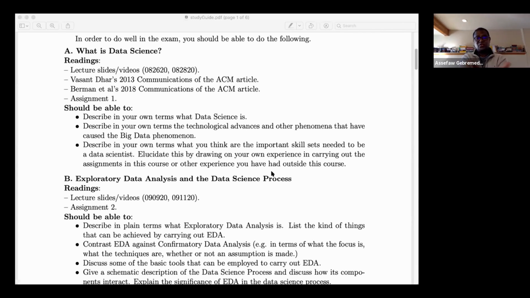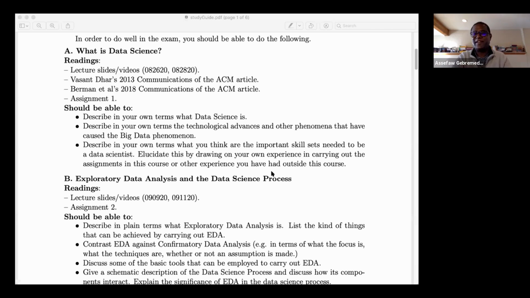And what I expect you to be able to do is describe in your own terms what data science is. Describe in your own terms the technological advances and other phenomena that have given cause to this big data phenomenon. There are 2 phenomena in one sentence. That's not a good one. I don't like that. But I have used phenomena twice in one sentence. Forgive my language. Describe in your own terms what you think are important skill sets.